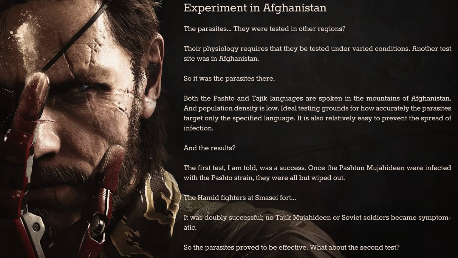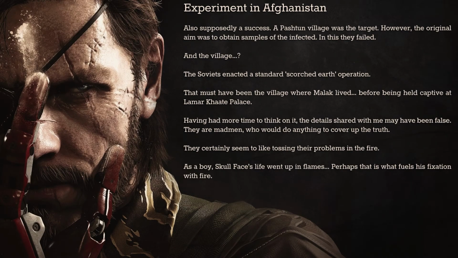And the results? The first test, I am told, was a success. Once the Pashtun Mujahideen were infected with the Pashto strain, they were all but wiped out. The Hamid fighters at Smasei Fort. It was doubly successful. No Tajik Mujahideen or Soviet soldiers became symptomatic. So the parasites proved to be effective. What about the second test? Also supposedly a success. A Pashtun village was the target.